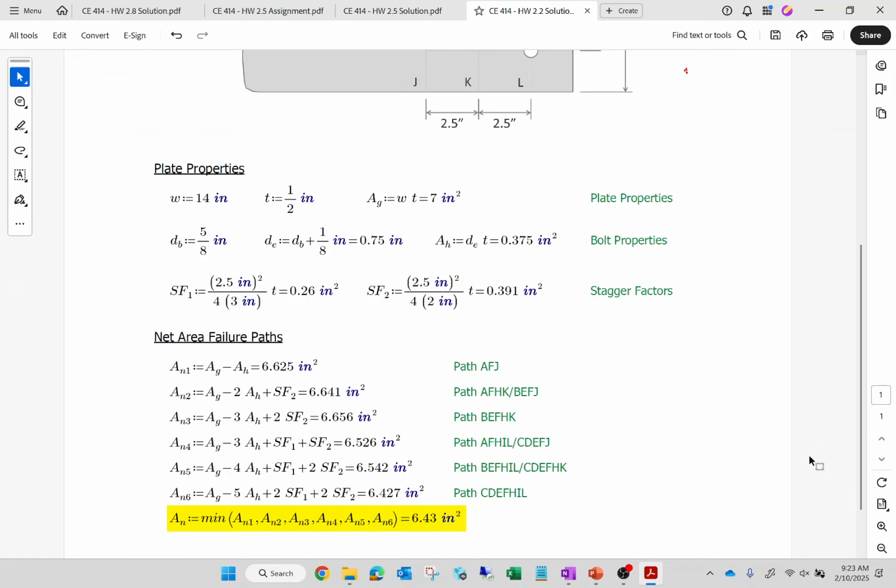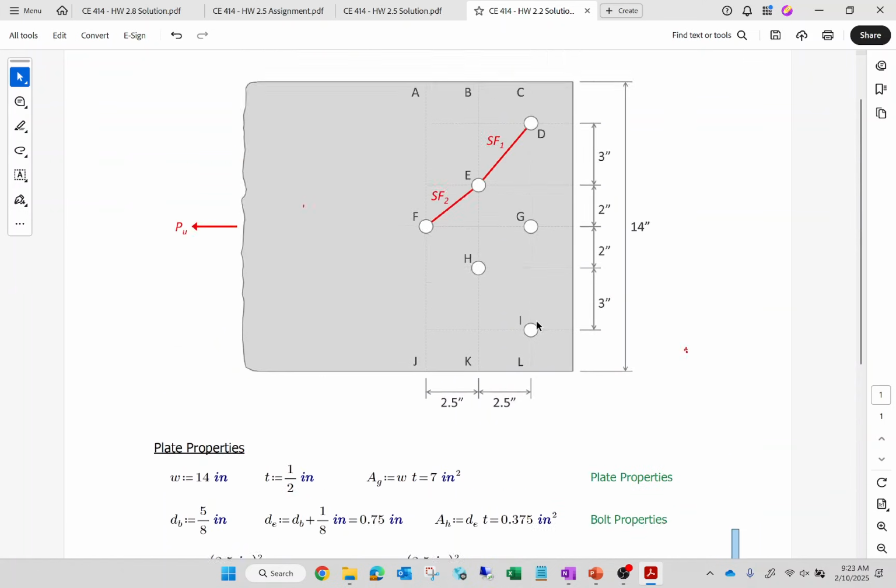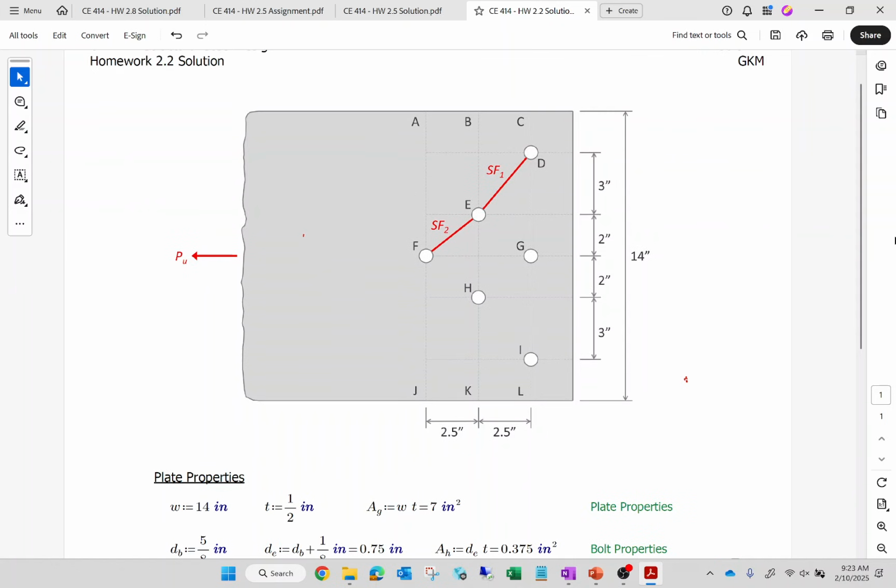So on this problem, what I would say is every bolt is on the lead line but one. Is there one bolt that's not on the lead line? G. Bolt G is not on the lead line, right? No way it's on the lead line. But every other bolt is. That was one of the reasons why this one had so many different options. Okay?